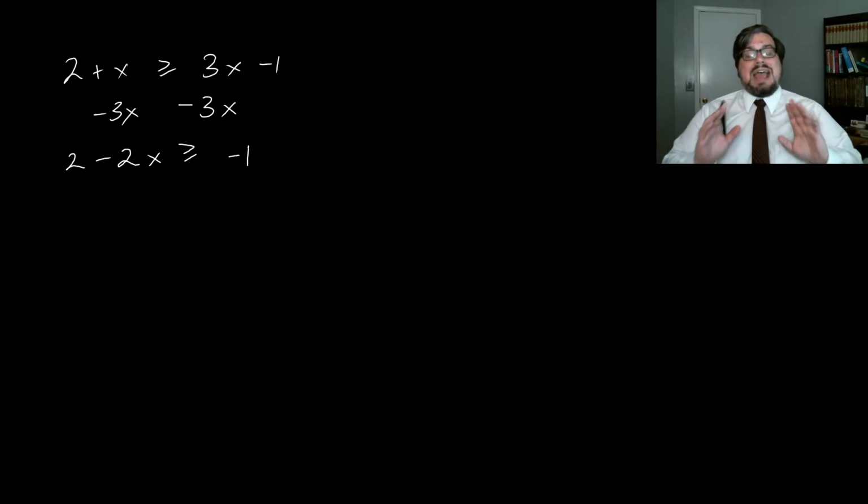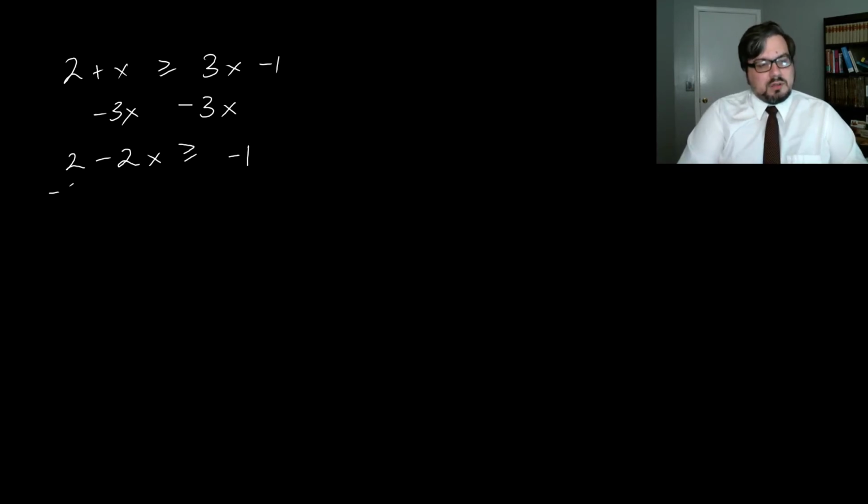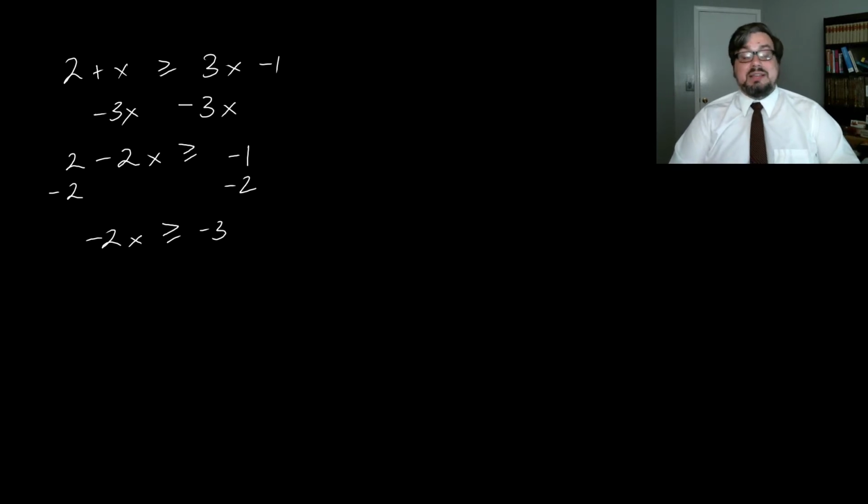Now, I've added or subtracted something here, which means that the direction of the inequality doesn't change. It was a greater than or equal to before. I've added or subtracted something to both sides, so it's a greater than or equal to afterwards. The direction of the inequality never changes when you're just adding or subtracting something. Similarly, we can subtract 2 from both sides in order to get the constant term out of the left-hand side, and we get negative 2x is greater than or equal to negative 3.